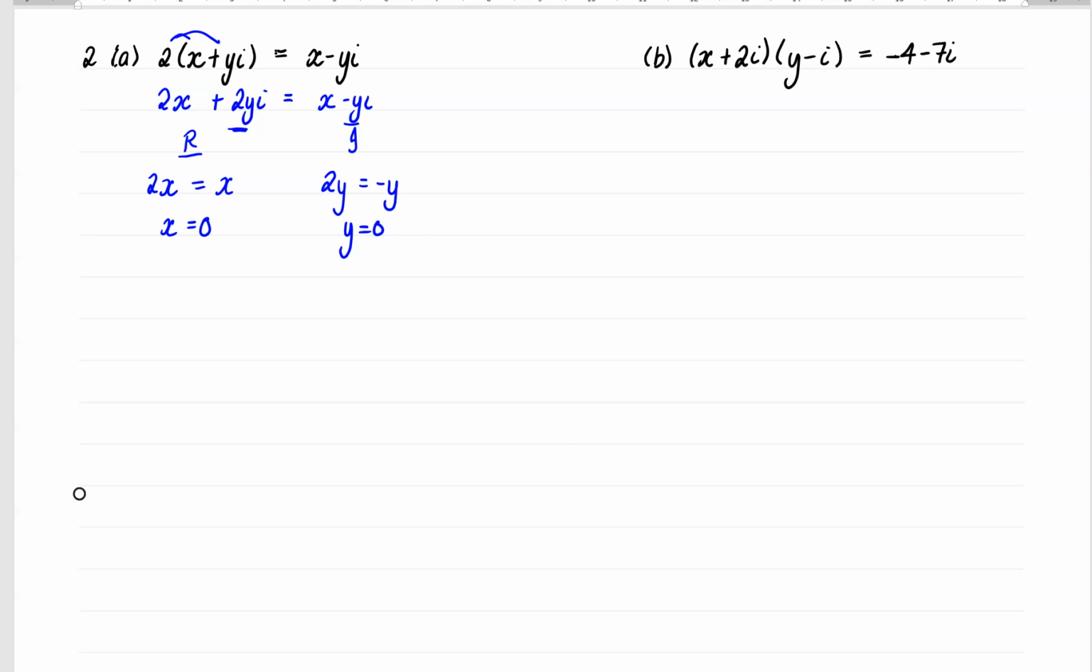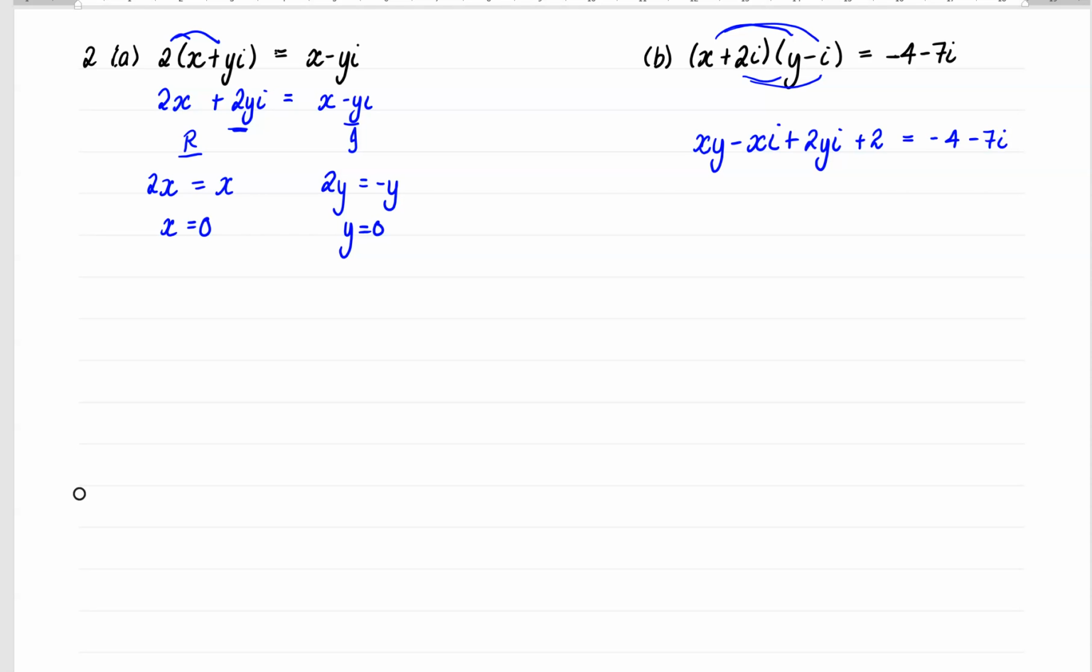So this one, once again, you can't get rid of it by dividing or anything like that. So our only option is to expand. Okay, so we end up with xy minus xi plus 2yi. Positive times a negative is a negative, but remember you've got that i squared, so it turns it into a plus 2. And on the right-hand side, we just write our minus 4, take 7i.